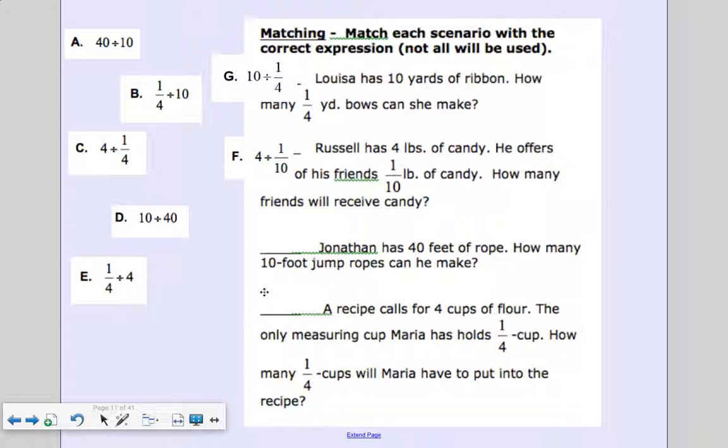Jonathan has 40 feet of rope. How many 10-foot jump ropes can he make? So he has 40. He cut out 10 foot, cut out 10 foot, cut out 10 foot, cut out 10 foot. So it's repeated subtraction, and so it's division, 40 divided by 10.